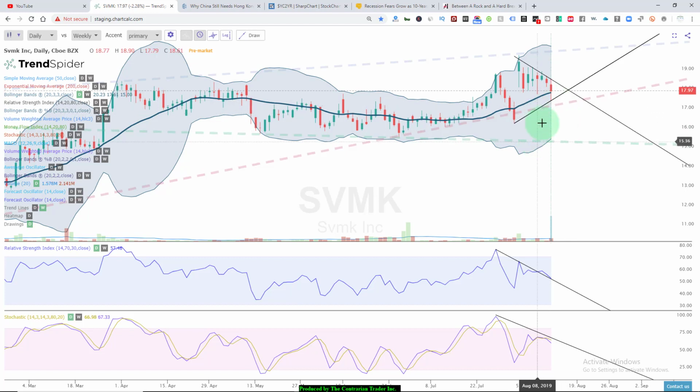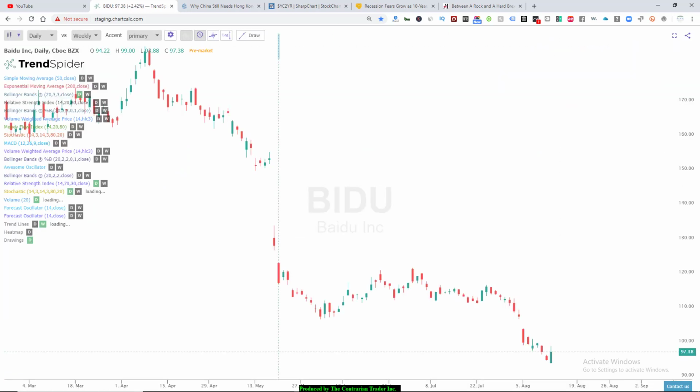I would be more aggressive on a rally and a break above, and a close above, I should say, this upper band of resistance. That sets the stage for a rally up to weekly resistance at the 20.14 level, which is rising at current. That's SVMK.